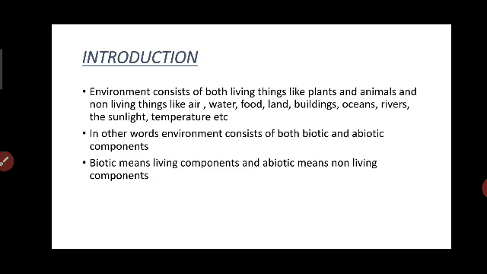So environment consists of both living and non-living things, and not only living things, non-living things are also very important, like plants and animals, and non-living things like air, water, food, land, buildings, oceans, rivers, sunlight, temperature. Everything is very important. And however much quantity is present in the environment, that much quantity is important on the earth. In other words, environment consists of both biotic and abiotic components.